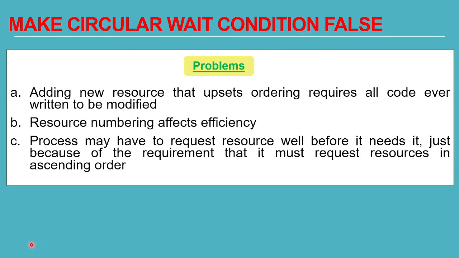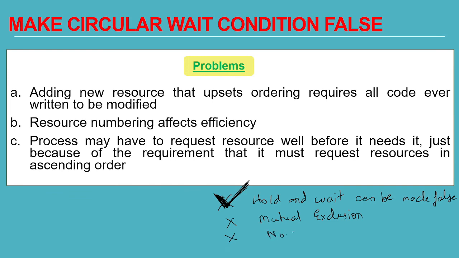Now out of these four, only one is practically possible, that is the hold and wait condition. You can make this condition false, but you cannot practically make mutual exclusion, no preemption, and circular wait false for all resources. So what does the deadlock prevention handling technique say? There are four deadlock handling techniques: deadlock prevention, deadlock avoidance, deadlock ignorance, and deadlock detection and recovery.